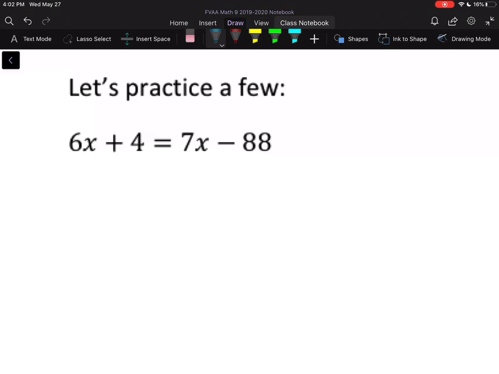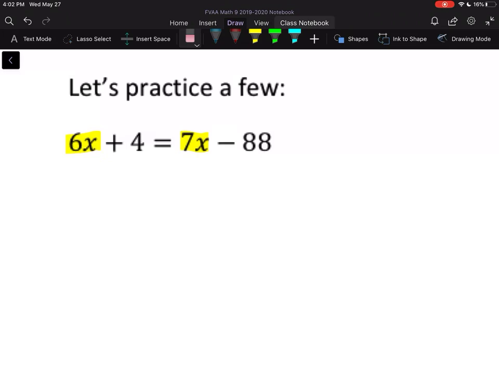So in this situation, I have 6x plus 4 is equal to 7x minus 88. So I have variables on both sides of my equal sign here. In order for me to be able to isolate the variable, which is x, I need to bring the 6x and the 7x to the same side of the equal sign. Now you can choose to bring the 7x over to the left side or the 6x over to the right side. It doesn't matter which side you choose, as long as whatever you do to one side of the equation, you do to the other side of the equation.